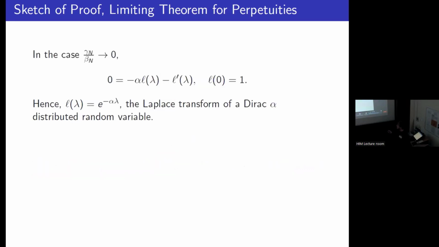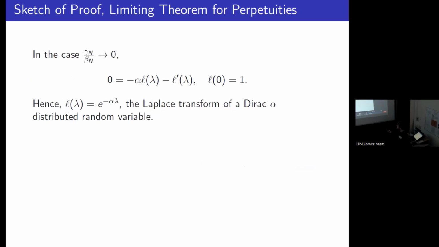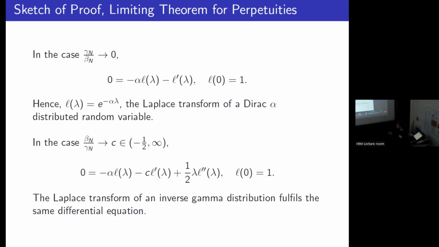So in the first case, this equation here will converge to this differential equation, which is a super easy differential equation, and it's just solved by this function, and you immediately see, okay, this is the Laplace transform of a Dirac distributed random variable. On the other hand, if this converges to some constant C, this corresponds to doing one more step in the Taylor expansion and looking at the second order terms. So this second derivative here pops up, and this differential equation is solved by some modified Bessel function of the first kind, which is not really important. The important stuff is that the Laplace transform of an inverse gamma distribution fulfills the same differential equation.